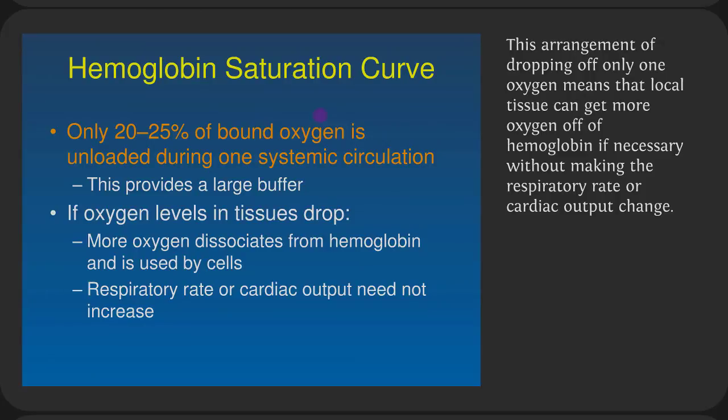In fact, they're far better than 100% for the most part, in the sense that you've loaded the oxygen a third of the way into the lung. The arrangement of dropping off only 1 oxygen means that local tissue can get more oxygen off of hemoglobin if necessary. So without making the respiratory rate or cardiac output change, if tissue is being used, it can pull more oxygen off the hemoglobin if it needs to.